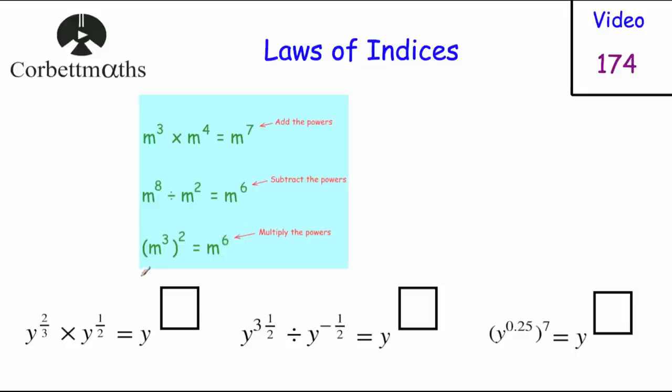But in MA, we're going to be doing those along with having fractional indices. So here we've got y to the power of 2/3 multiplied by y to the power of 1/2. Here we've got the same base and we're multiplying, so we're going to add the powers. So let's do 2/3 plus 1/2.